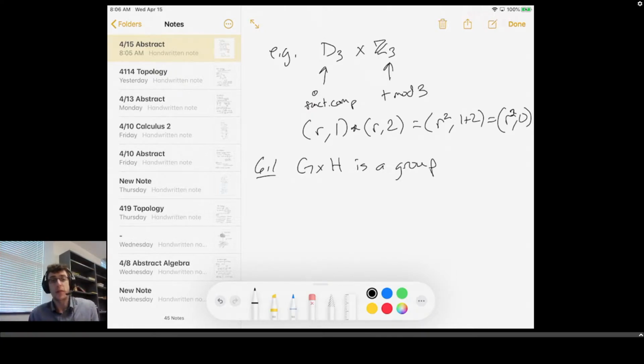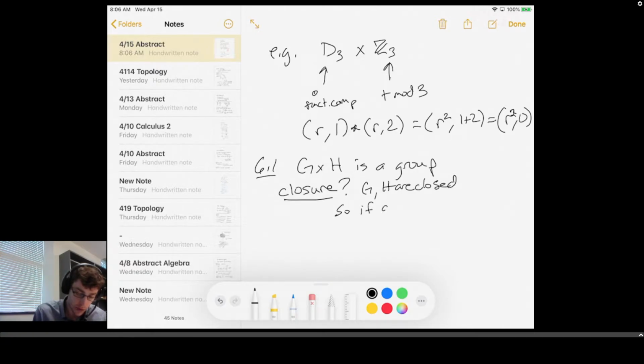Well, we need a few things, right? We would like to have an identity. We should probably even check axiom 0 here, so that this is really a binary operation and we actually get closure. Yeah, we're going to, because each one is closed individually. So G and H are closed.